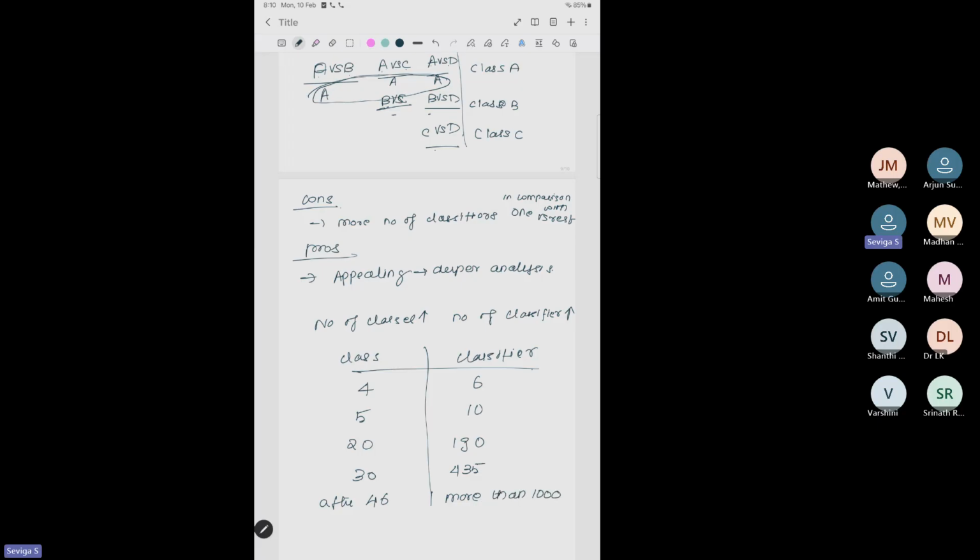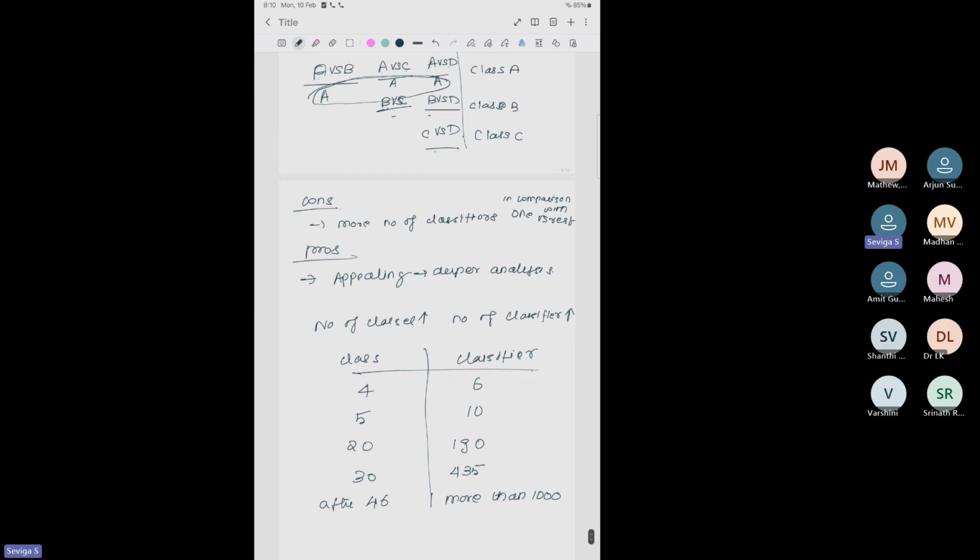Looking at the computer memory and the time, at some point it is more efficient to use a single complex multi-class classifier than using binary classifiers. When we have a limited number of classes, this will work. But for a larger number of classes, it is better to go for a multi-class classifier. Is it clear?